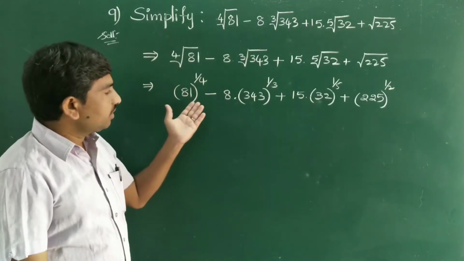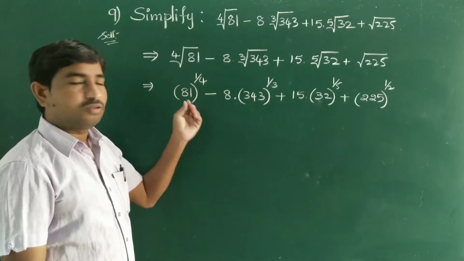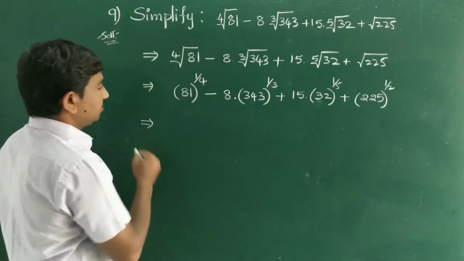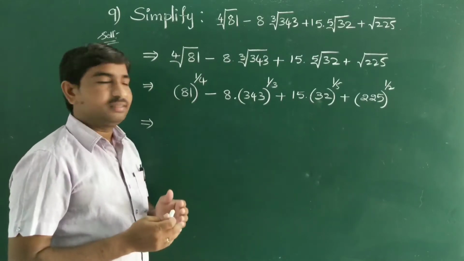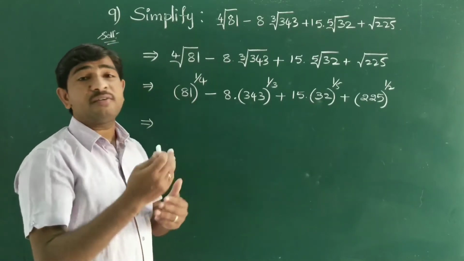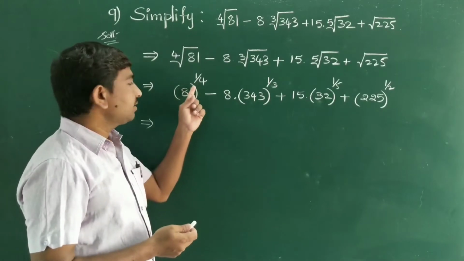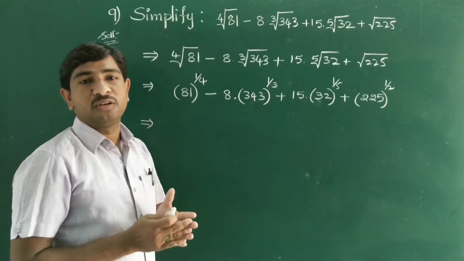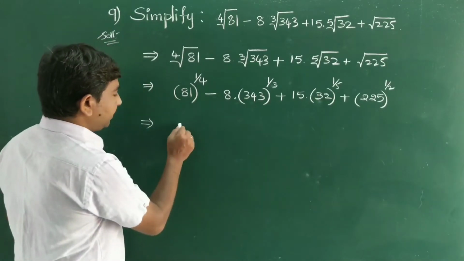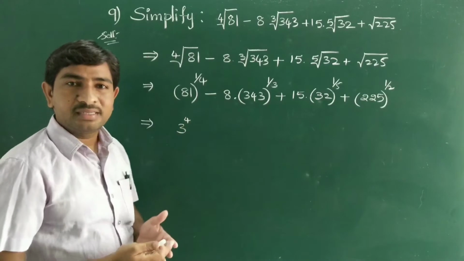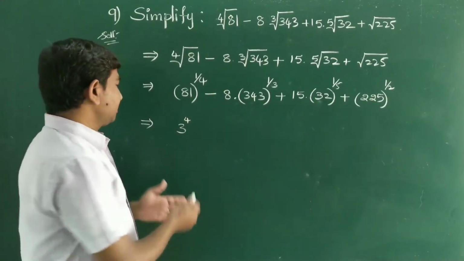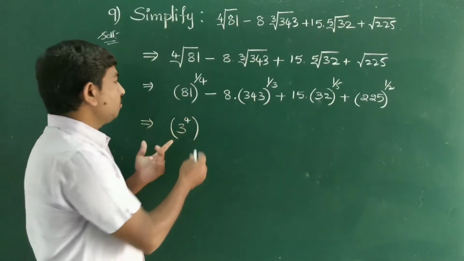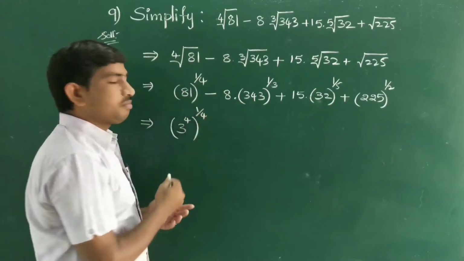Okay, so what we did here is write it in the exponential forms. So now, see that this 81 we can rewrite as a power of 4. To cancel those powers, we have to rewrite this 81 as a power of 4. For that we take 3 power 4. How much is 3 power 4? It is equal to 81. So we can write this 81 as 3 power 4, whole power 1 by 4 as it is.